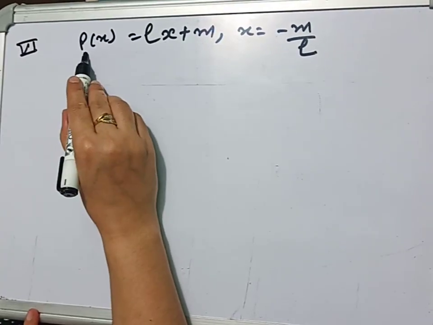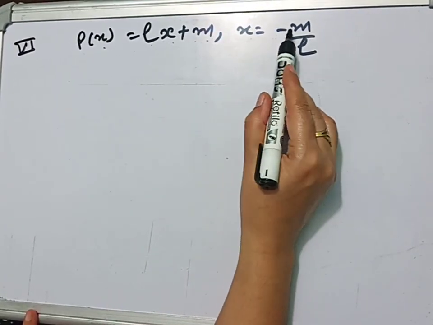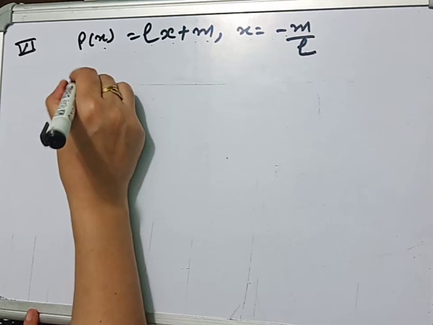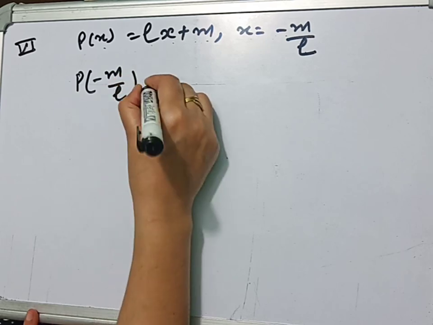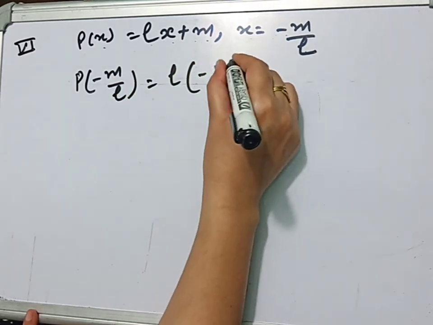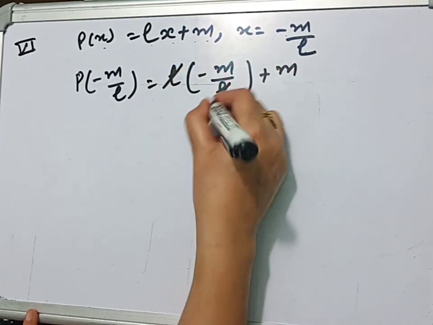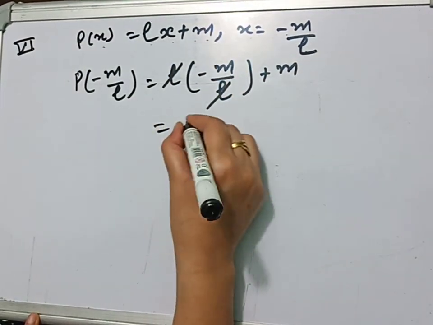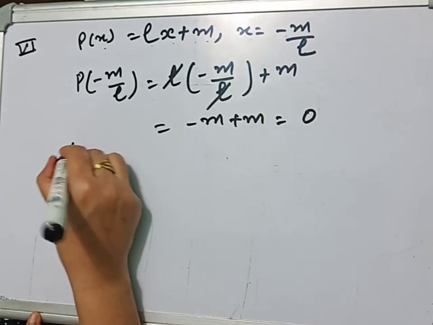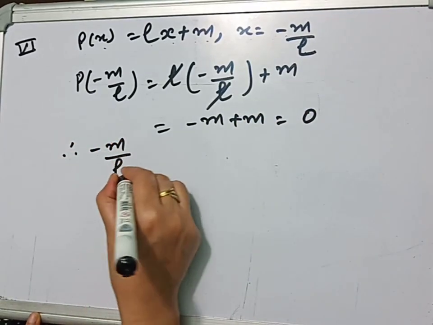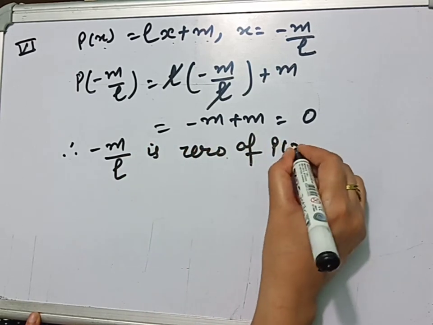Sixth part is p(x) is equal to lx plus m. Here x is equal to minus m by l. Now put the value of x as minus m by l. l into minus m by l. Now l and l can be cancelled out. Minus m plus m, that is 0. Therefore, minus m by l is 0 of p(x).